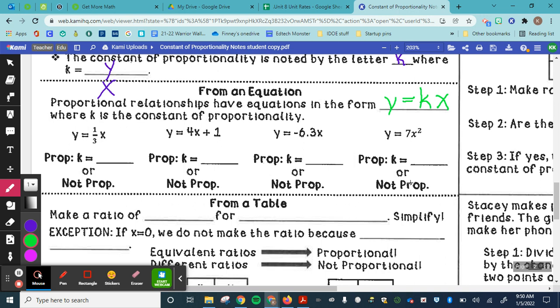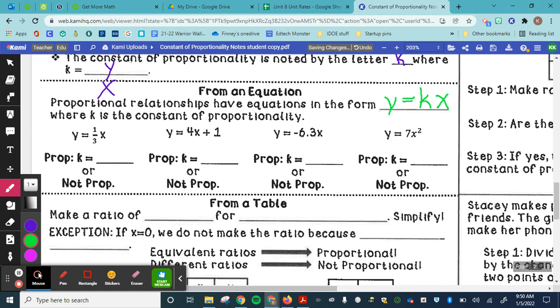So our first one, we have y equals 1/3 x. Do you see how the y is the same? The equal sign is the same. But what did they put instead of the k? The 1/3, and then the x is the same. It's in the exact same format. So what do you think we put for k? The 1/3. That's all there is to it.